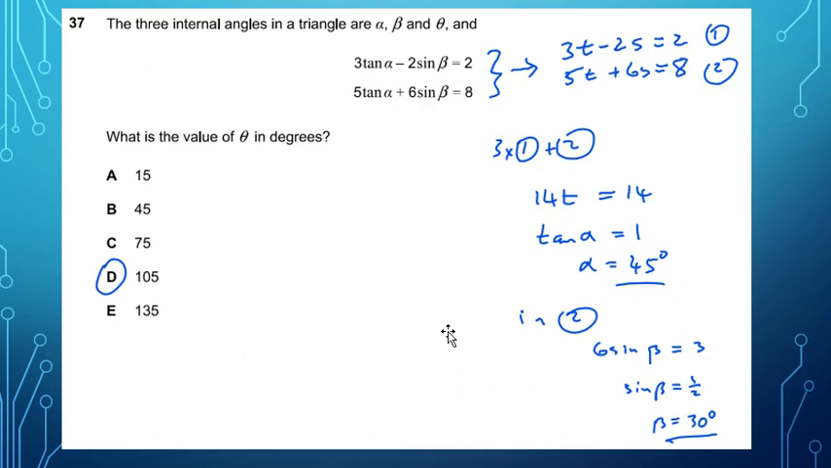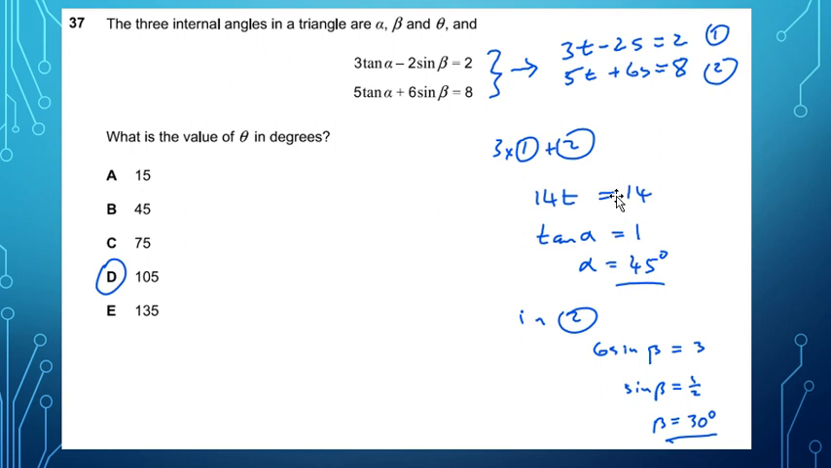Next. Okay, we've got 3 internal angles in a triangle, alpha, beta, theta. Got 2 equations here, simultaneous equations. Okay, you can make life simpler by calling tan alpha t and sine beta s. So just have to solve these equations. Basic method from GCSE days.